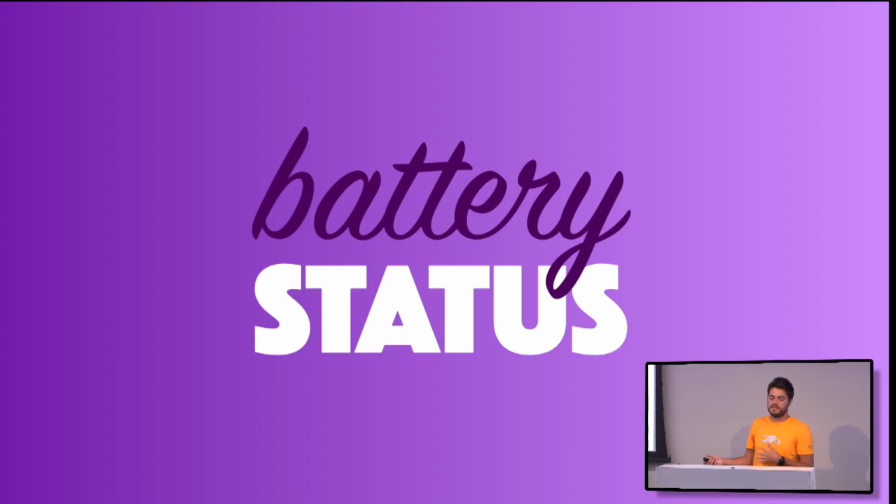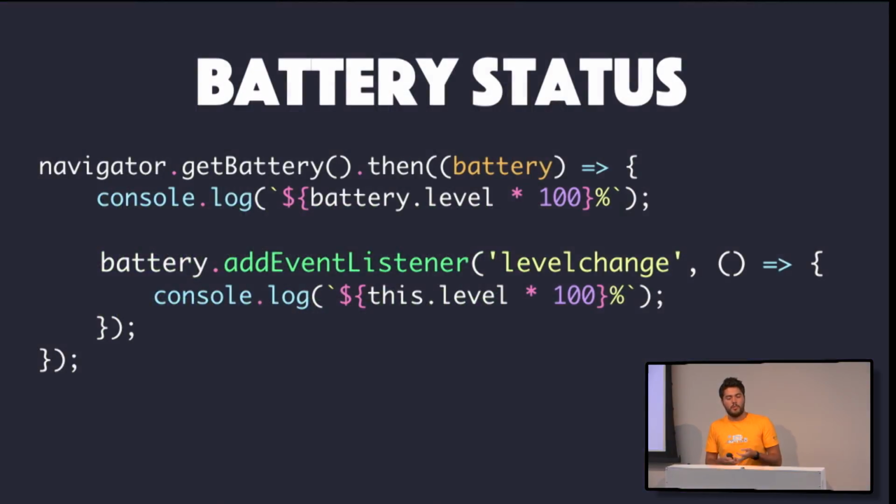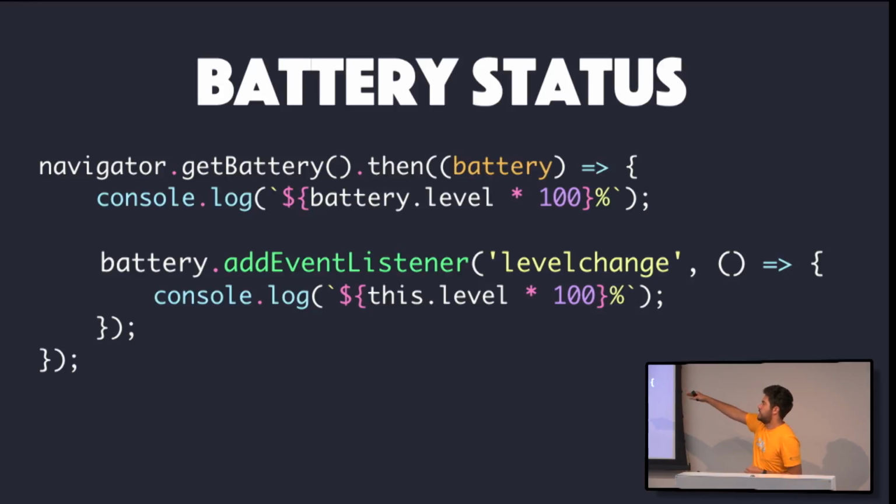Another one is the battery status. So now web pages can just get the information from your battery. They know if the charger is on or off, and how much charge you have for your battery. The way it works is a little bit different than the other ones. You have a promise-based API, so you call this getBattery function, and then on the callback, you add the event listener. And there's a lot of different events that you can listen to.